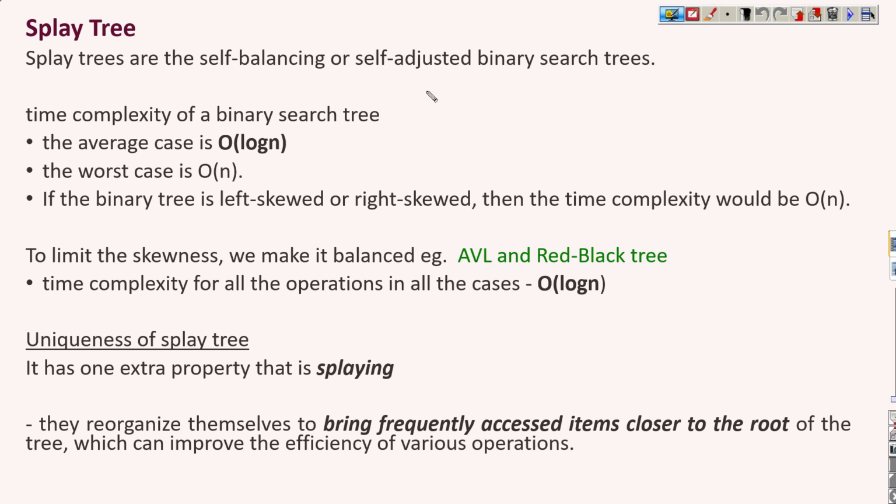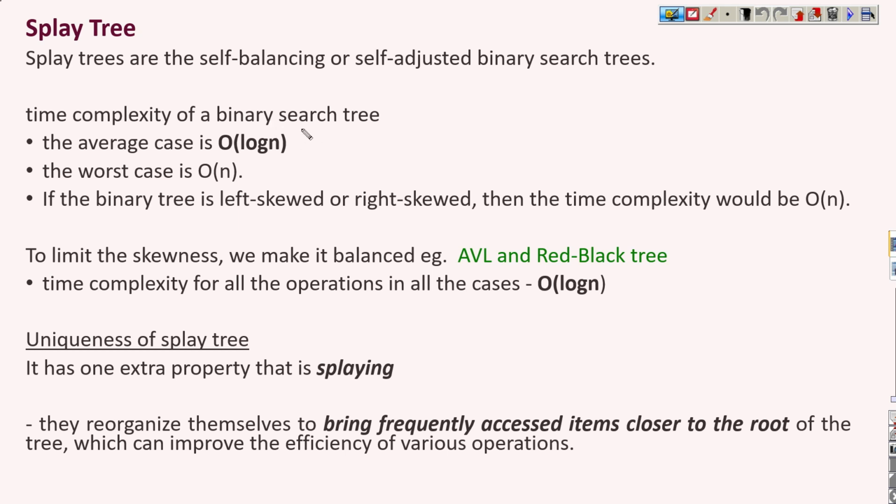They are not strictly balanced, like we have already discussed AVL trees and the RB trees. They are a kind of fully balanced trees. Splay trees are self-balancing trees which tend toward making themselves balanced as we do operations on them.